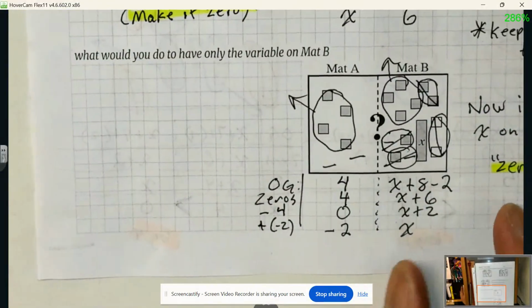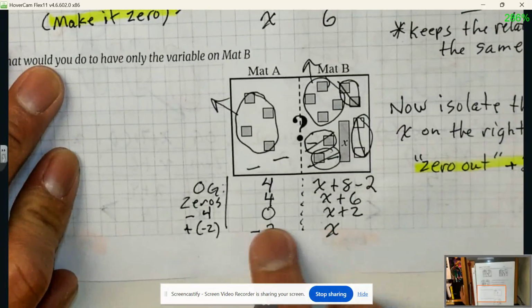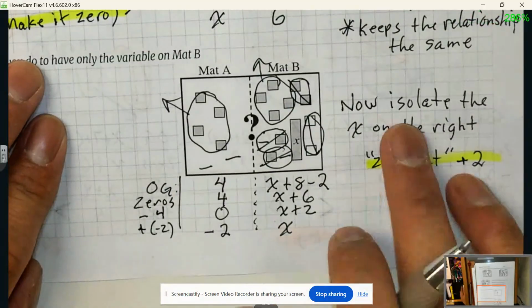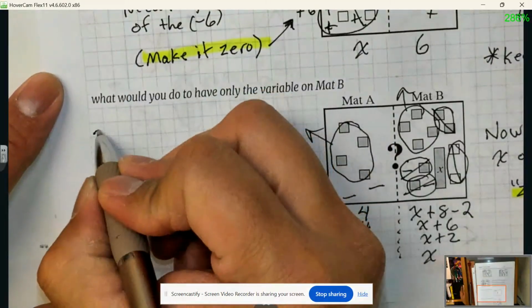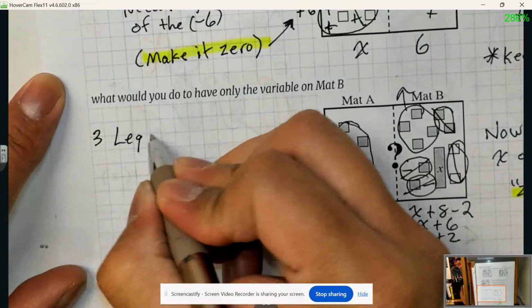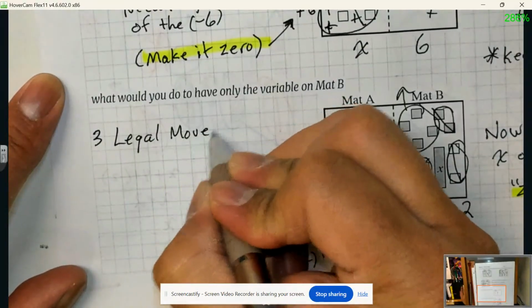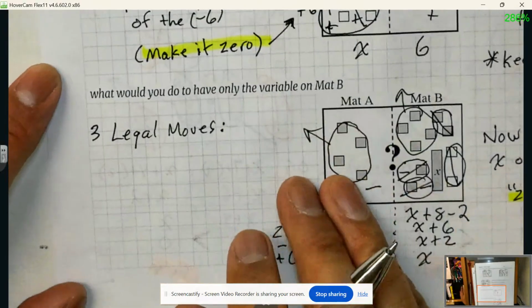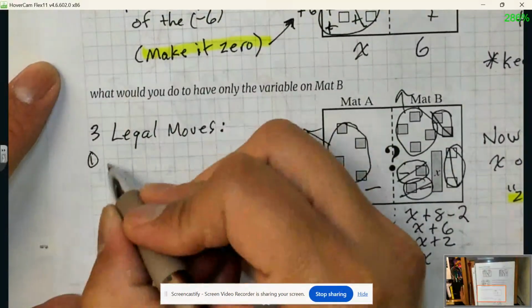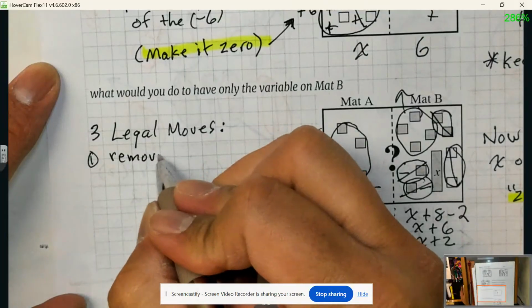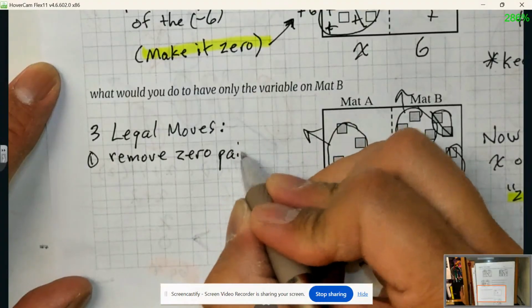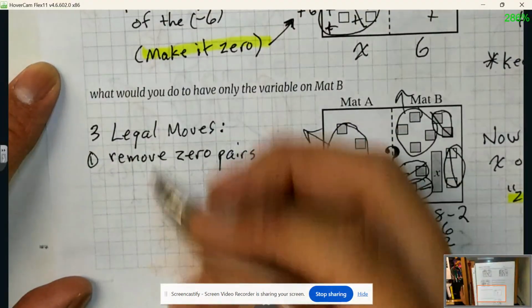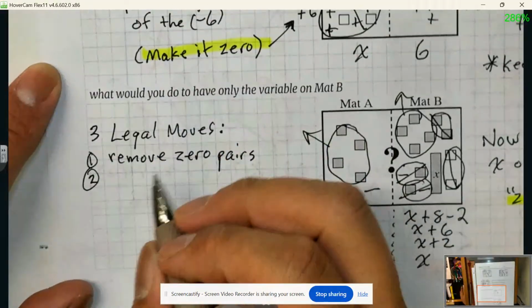So we can kind of run down today's lesson then. So now that we achieved our goal and isolated it by zeroing out, let's look at all of our legal moves. Okay, so there are a total of 3 legal moves. Okay, and our 3 legal moves are, 1, we remove 0 pairs, and this is kind of the order in which we need to do them, or at least look to do them whether you have 0 pairs or not.